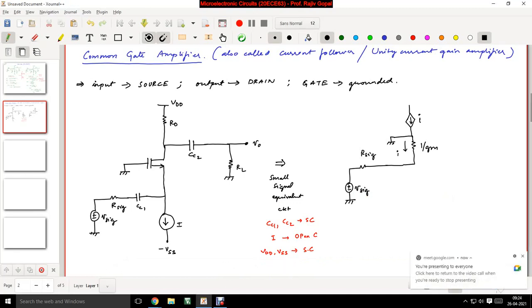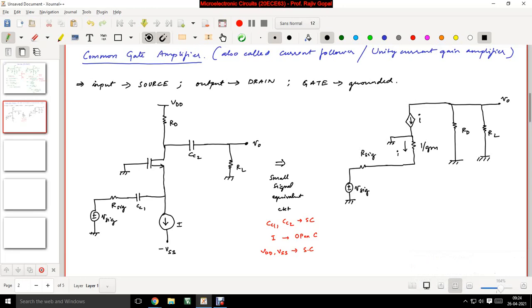And since VDD is grounded, RD will be grounded. Then again RL. Right. This is the circuit diagram, the AC equivalent model, where instead of using hybrid pi, I am using T model.